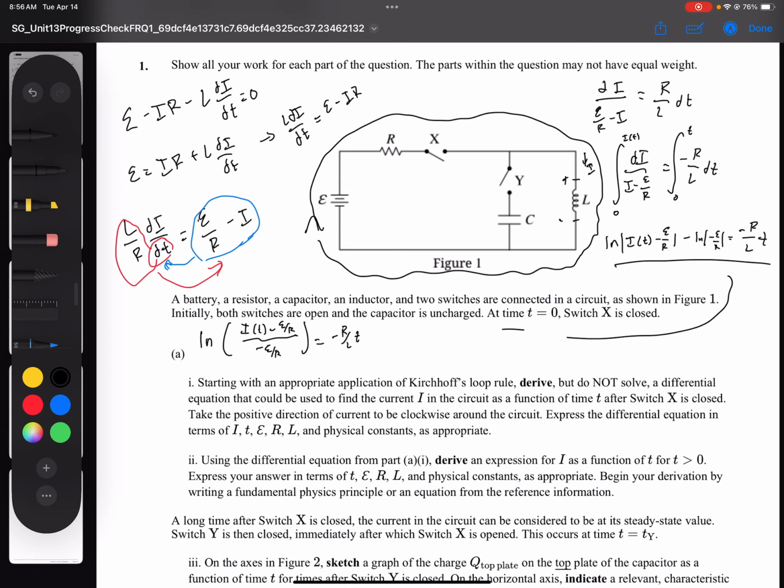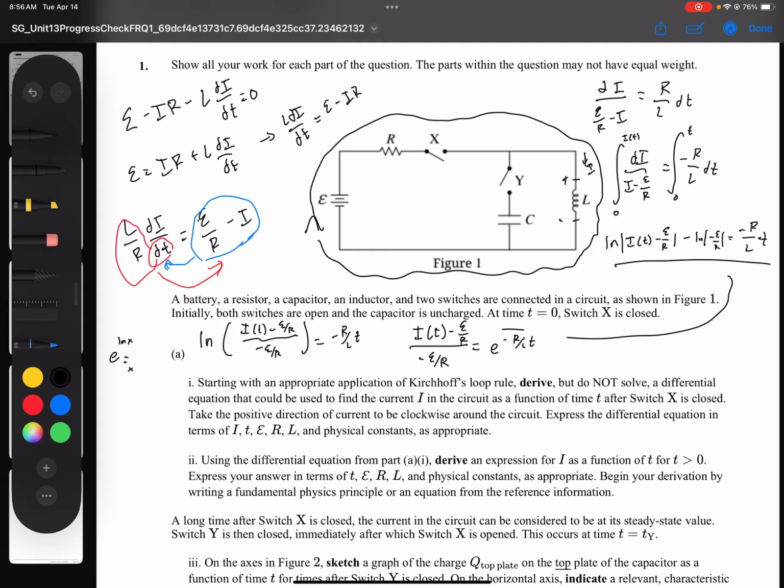And then I'm going to remove the ln by doing e to the ln. So I'm going to treat these as exponents to e, because e to the ln of x is just x. So now I have I sub t minus epsilon over R, over negative epsilon over R, is equal to e to negative R over L times t. All right.